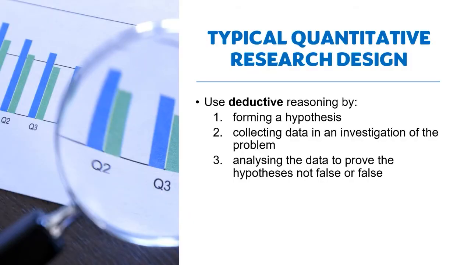A typical quantitative research design follows deductive reasoning. What is deductive reasoning? Deductive reasoning means I started with my theory, I did my literature review, I could see what other researchers found and said about this phenomenon that I want to research, and from that I form a hypothesis. I then collect my data in an investigation of this problem, and then I analyze my data to prove the hypothesis is false or not.